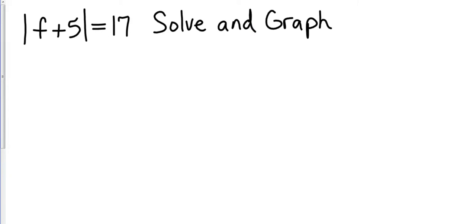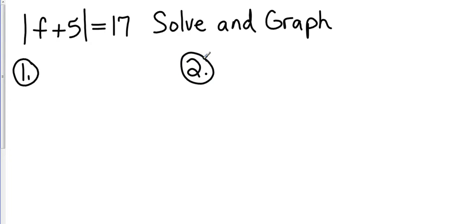If we know distance is 0, we know that, for example, 5 is 5 spaces away from 0. I'm going to use the number 17 because that's what's in this problem. We know that 17 is 17 spaces away from 0. But we also know that negative 17 has an absolute value of 17 because it's 17 spaces away from 0. So there are going to be two cases here. We're going to solve two problems.